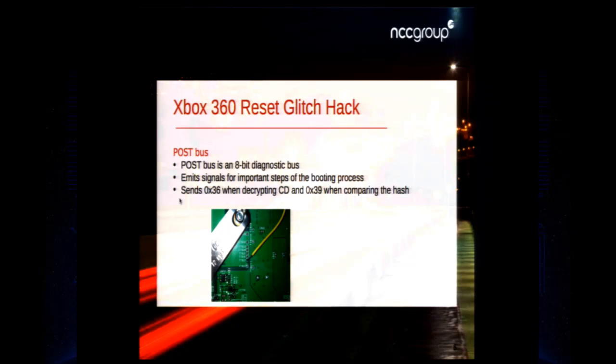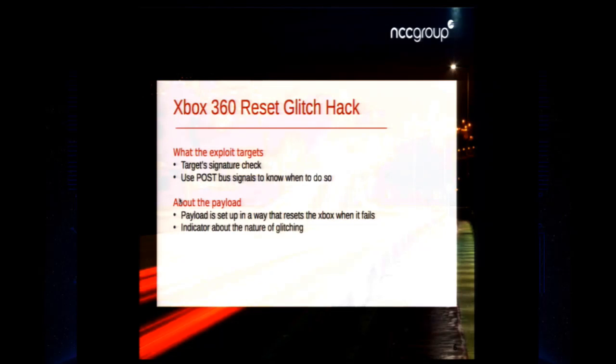And finally, we have the post bus, which is an 8-bit diagnostic bus, which gives us insight into what code is being executed within the device when we are trying to perform a glitching attack. It sends out a hex 36 signal on the bus when we are decrypting the NAND, and then a hex 39 when we are performing a check on the signature. So the exploit targets the RSA signature comparison on the Xbox 360's hash, and we use the post bus signals in order to know when to actually do so.